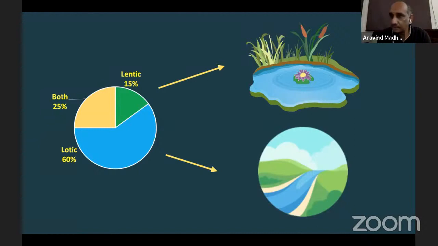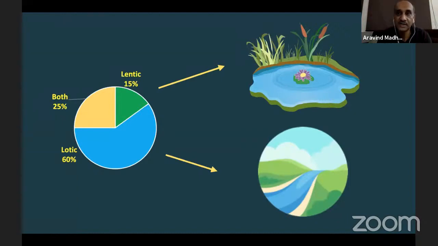And as you are all aware, we have more than 3,000 large dams in India. Even the small streams and rivers have been blocked locally to cater the water for domestic use, industrial use, or for agricultural purposes. Imagine the 60% of the species found in lotic environment is disturbed. What might happen? Only lentic species can adapt to stagnant water conditions.